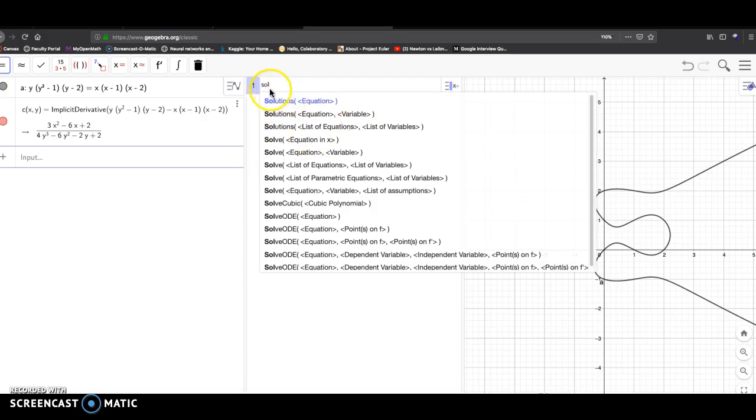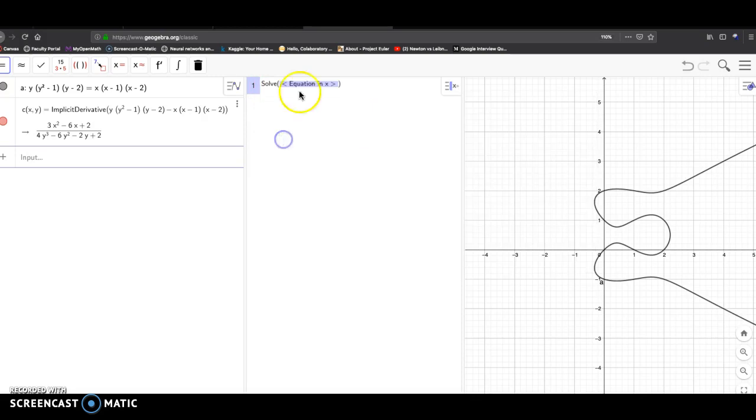So I'm going to click on solve, and you want to have it to be an equation in x. And I could type in this function again. I could type in 3x squared. I'll do this a couple ways. 3x squared minus 6x plus 2. Oops. 3x squared minus 6x plus 2 equals 0. Click on enter, and I'll have the answer here.